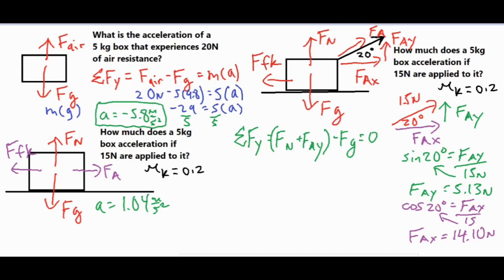And then on the x-axis, we have the sum of forces going horizontally, which is just the FAX that is moving it sideways, and the force of kinetic friction that is counteracting it, and that equals m times a. Okay, so let's go ahead and plug in our numbers for the top portion and then move down to our bottom portion.